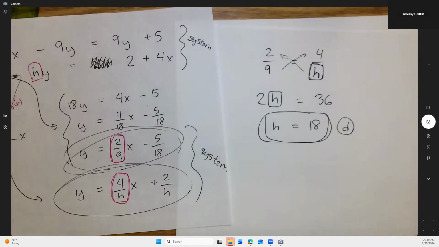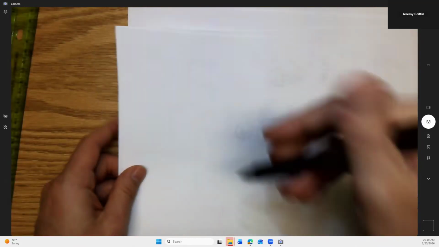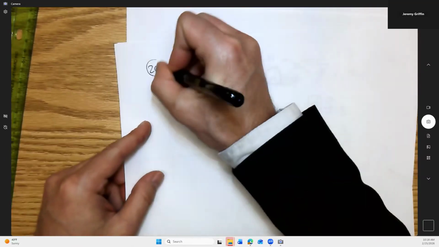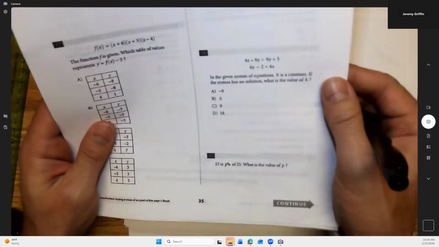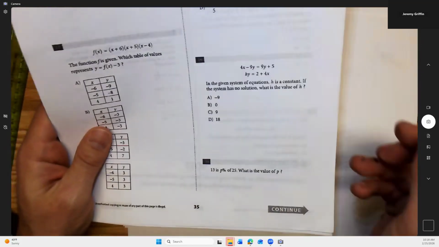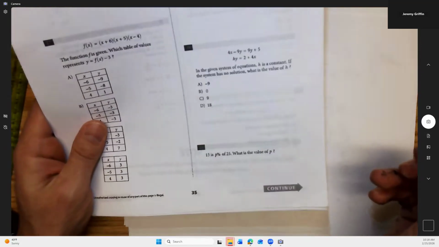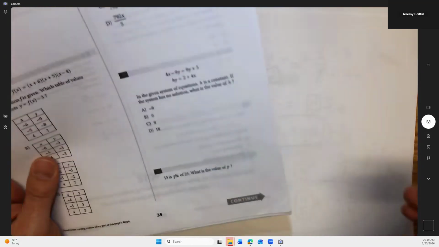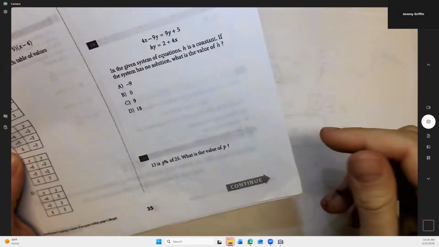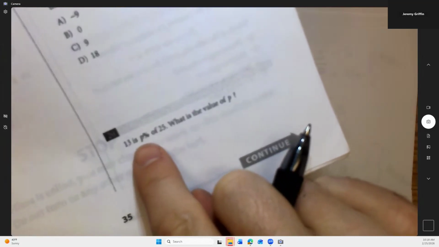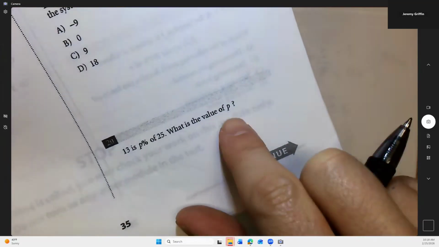Alright, number 20. Alright, here's another non-multiple choice. You know what? I want to see who got this right before I solve this. Who thinks they know the answer to number 20? What'd you get? 52. Yeah, Forrest got it. 52. It says 13 is p% of 25. What's the value of p?